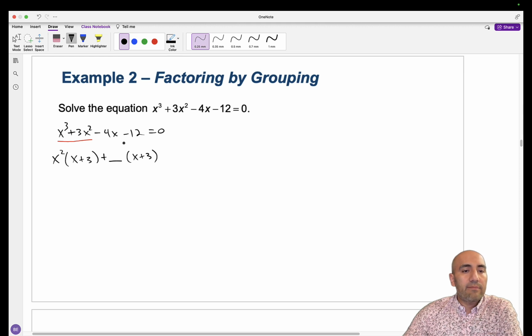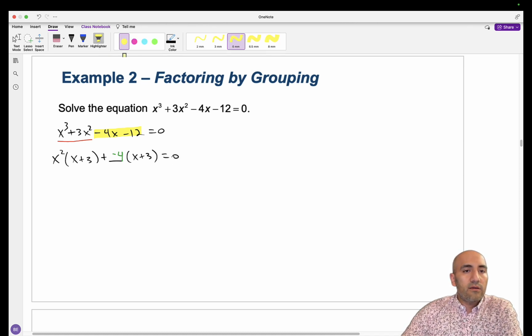And then we finally pay attention to the last 2 terms. So we want to fill in this blank right here such that when I multiply whatever this blank is times x, I get this term, negative 4x, and blank times positive 3 equals negative 12. A little bit of guessing and checking, and I think it's easy to see that this must be a negative 4. Right? Negative 4 times x is negative 4x. Negative 4 times positive 3 gives you negative 12. So that's what works out. Keep the equal 0 there.